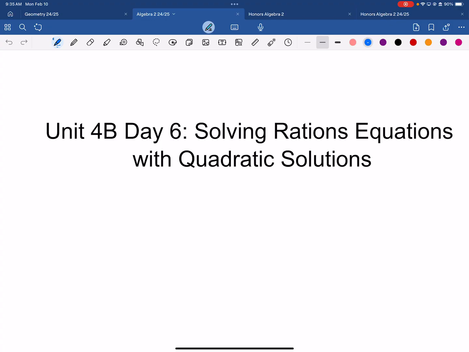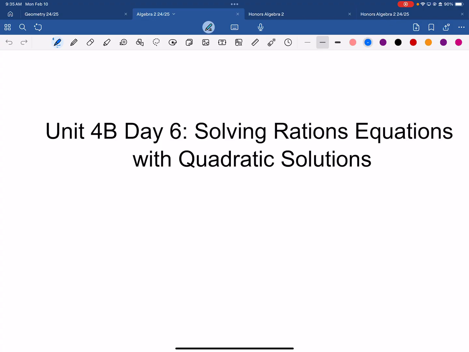Then we get some more practice with factoring to make sure that we can do that. And then even more practice on finding extraneous solutions. We talked last week, there are those solutions that don't work. That happens a lot more when you have quadratic solutions. Generally speaking, one of them works and one of them doesn't. So we're going to take a look at that today.